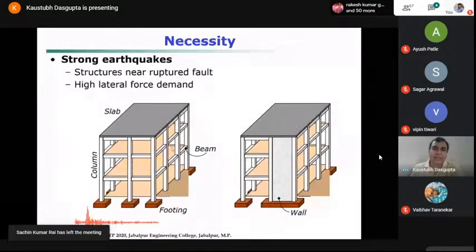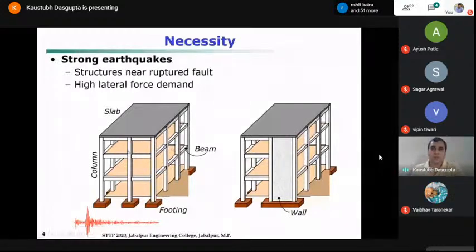But since these columns and beams are not very large in cross section, naturally their individual stiffness contribution is also on the lower side. Beyond a certain lateral force demand, this beam column frame system is unable to take care of the safety. So you need to enhance the lateral load resisting mechanism. How do you enhance it? The best way is, instead of these columns, if you fill in the space between the columns by a continuous reinforced concrete member.